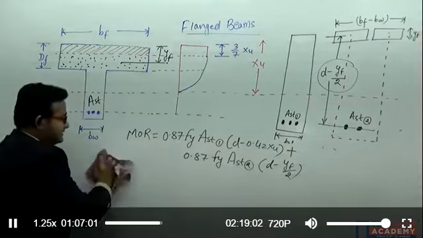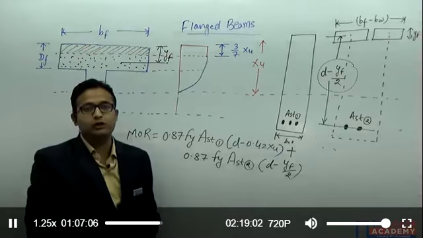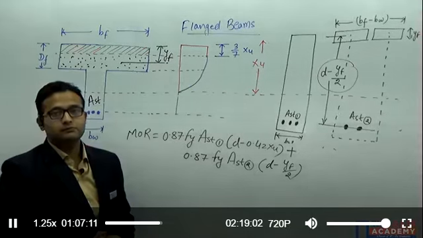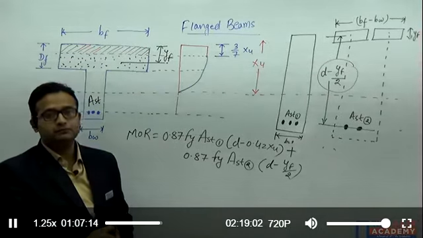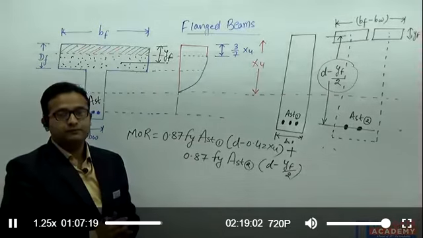So this is the total moment of resistance in the tension zone. And of course, the moment of resistance in the tension zone will be equal to the moment of resistance in the compression zone. So in this way, we analyze flange beams.